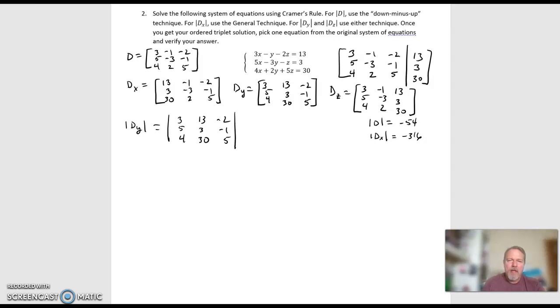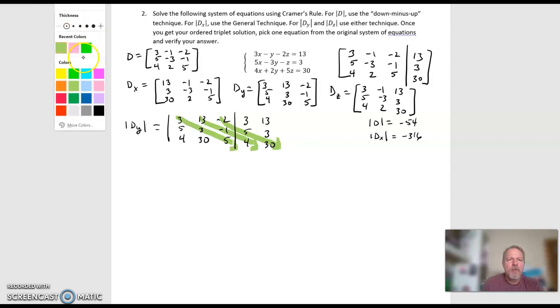We're going to do this one with down minus up. So I'm just going to use this matrix here. It's a little bit unkempt to just write the next 2 columns and do down minus up on this notation, but it's fine. You get the drift. So I'm going to rewrite the first 2 columns, the 3, 5, 4, and the 13, 3, 30. I'm going to do my 3 downs. I'll just keep them the same color this time. 3, 3, 5, 13, 1, negative 1, 4, and negative 2, 5, 30. Those are my 3 downs.